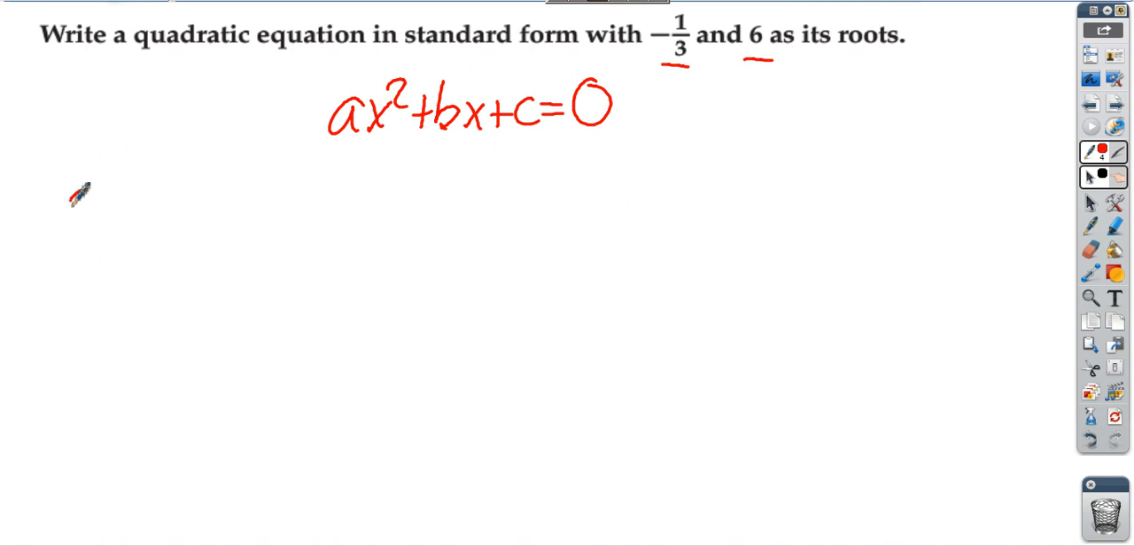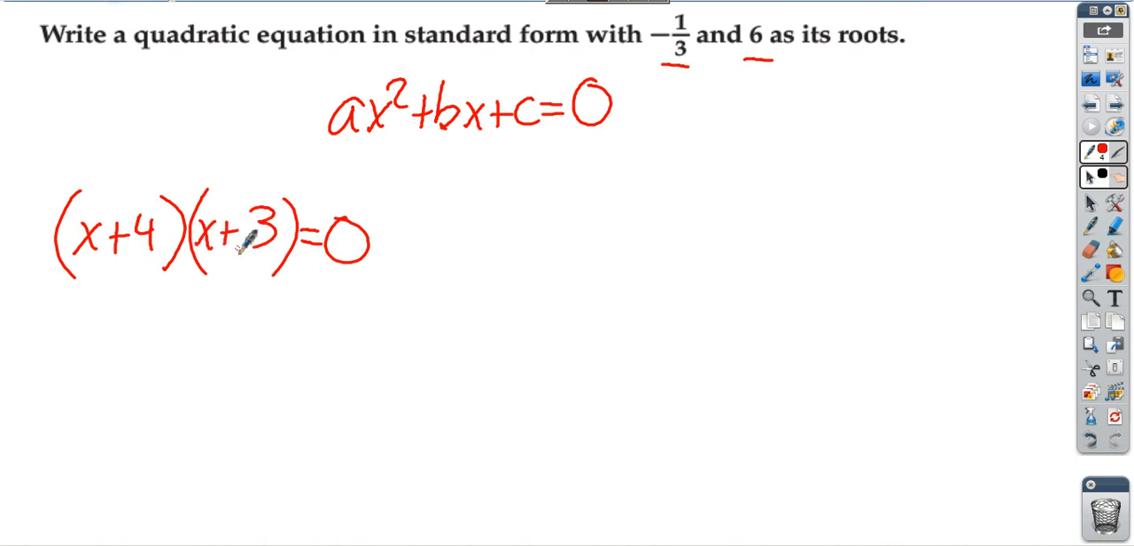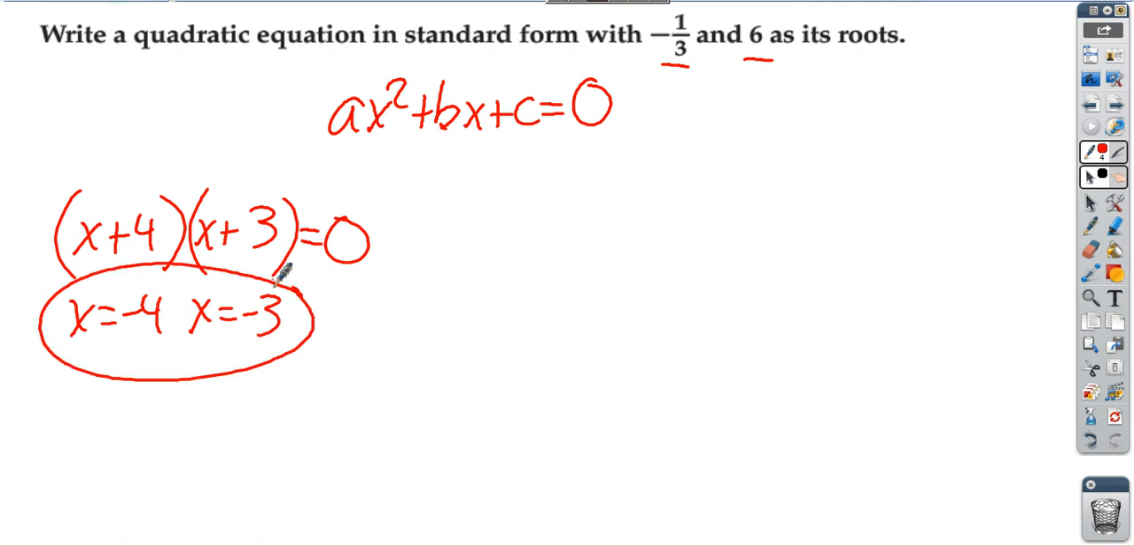So here's how you can think about it. In that example that we just did, we factored it and we wound up with this right here. This is the example on the previous page, and we had negative 4 and negative 3 as our answers. This is telling us to start with these zeros and go backwards until we have these two equations.